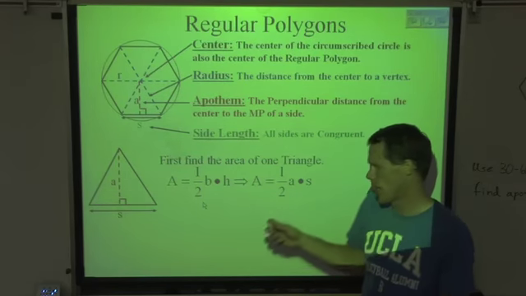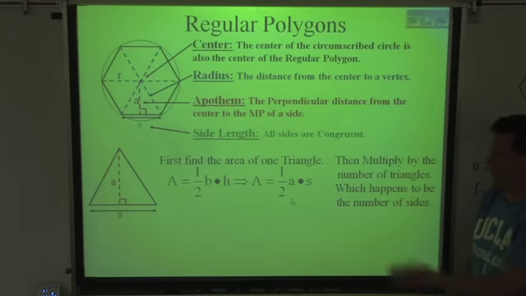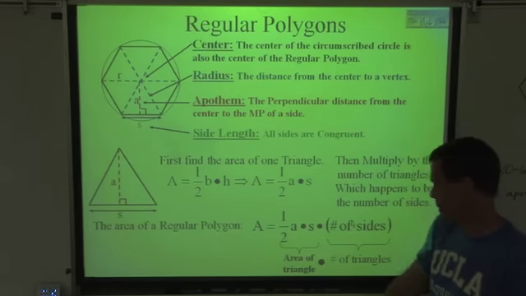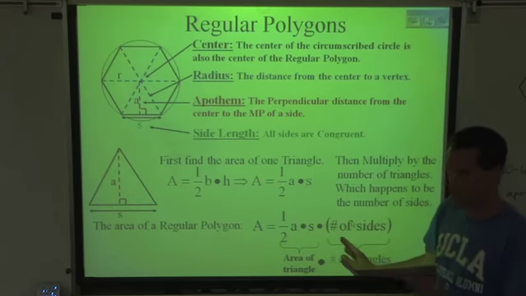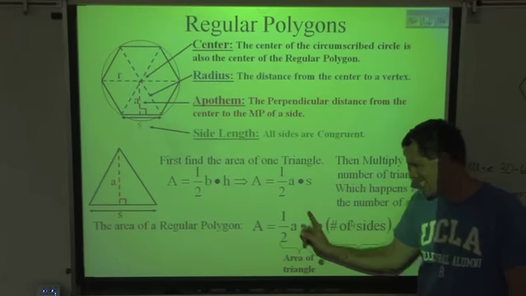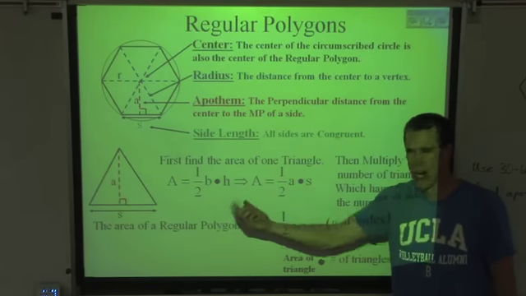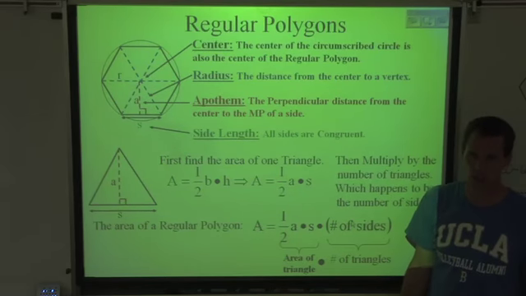Now, if that represents the area of one triangle, all we have to do is multiply it by the number of triangles. And the number of triangles happens to always be the number of sides. So this eventually develops into a formula: 1/2 apothem times side times the number of sides. We need to understand that the apothem times the side gives the triangle and the number of sides is the number of triangles.